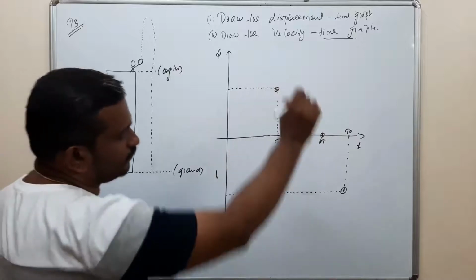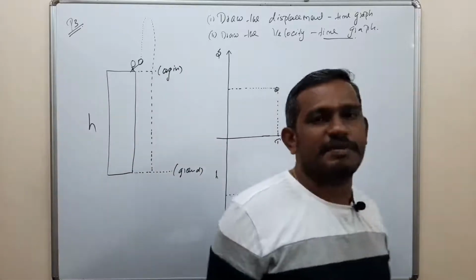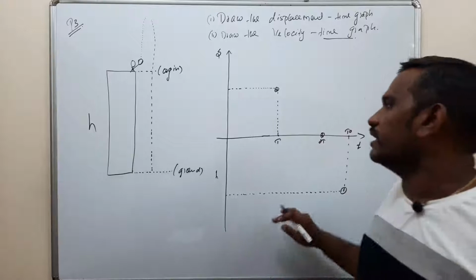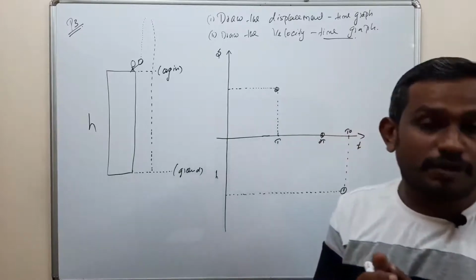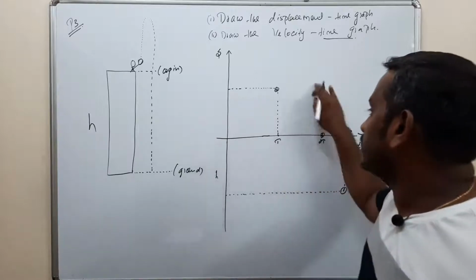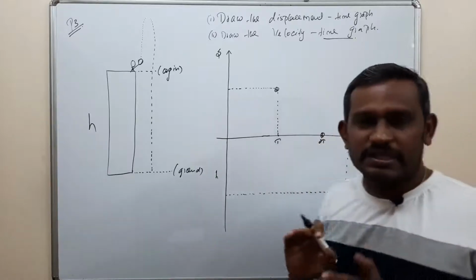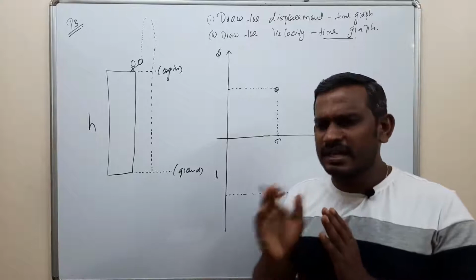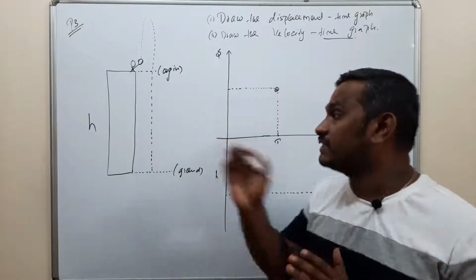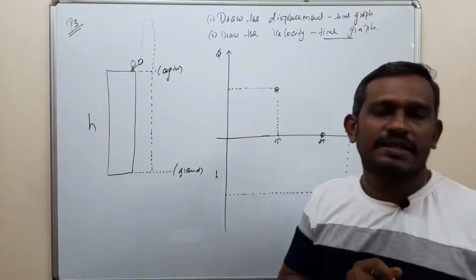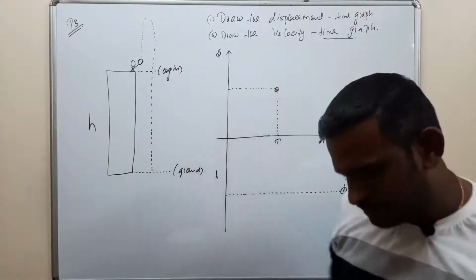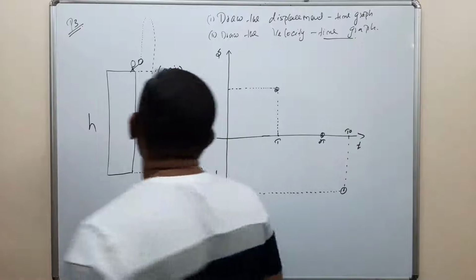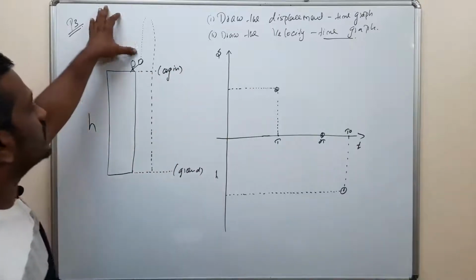So we have to draw the displacement time graph. When we draw it, the slope of the graph will be in such a way that it correctly represents the velocity of motion, because the slope of the displacement time graph gives the velocity. So we have to consider the velocity of motion also.